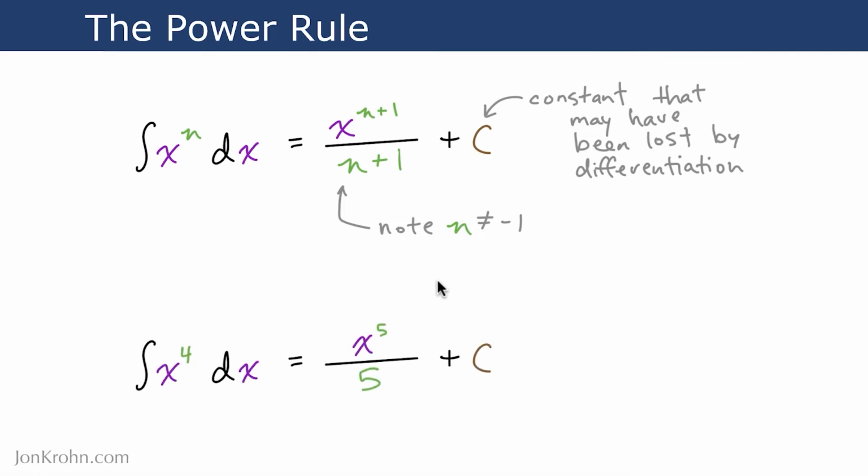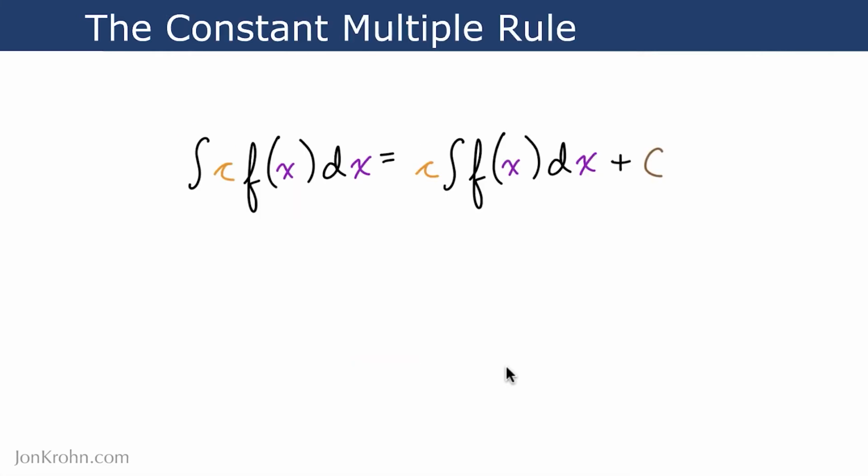Okay, so here's an example with numbers. If we have this expression here, x to the power of 4, and we integrate it, then it becomes x to the power of 5 plus 1, and we divide by that same number, 5. And then don't forget to add that constant C. So that's the power rule. Another really important integration rule is the constant multiple rule. Again, it has a corresponding rule in the differential branch of calculus.